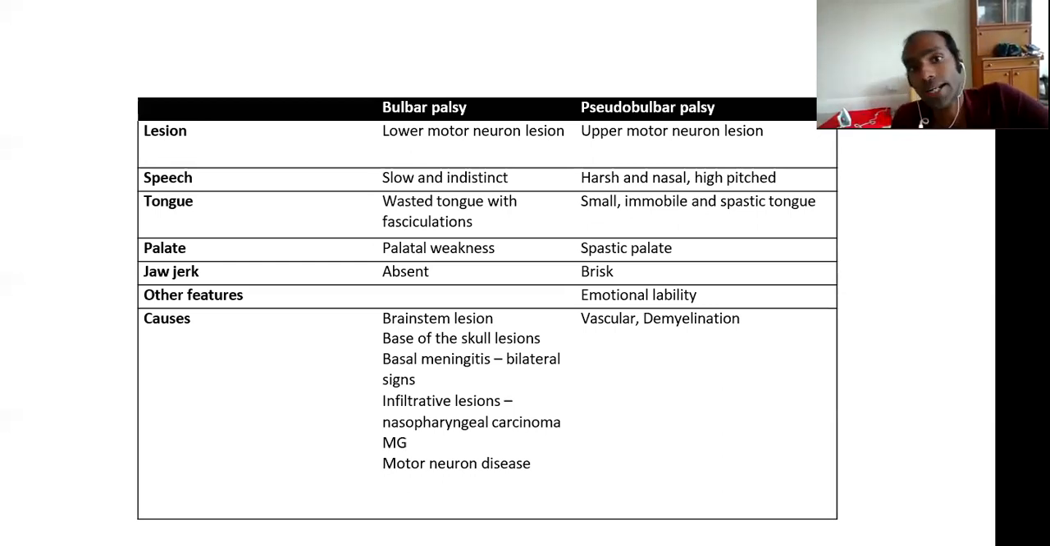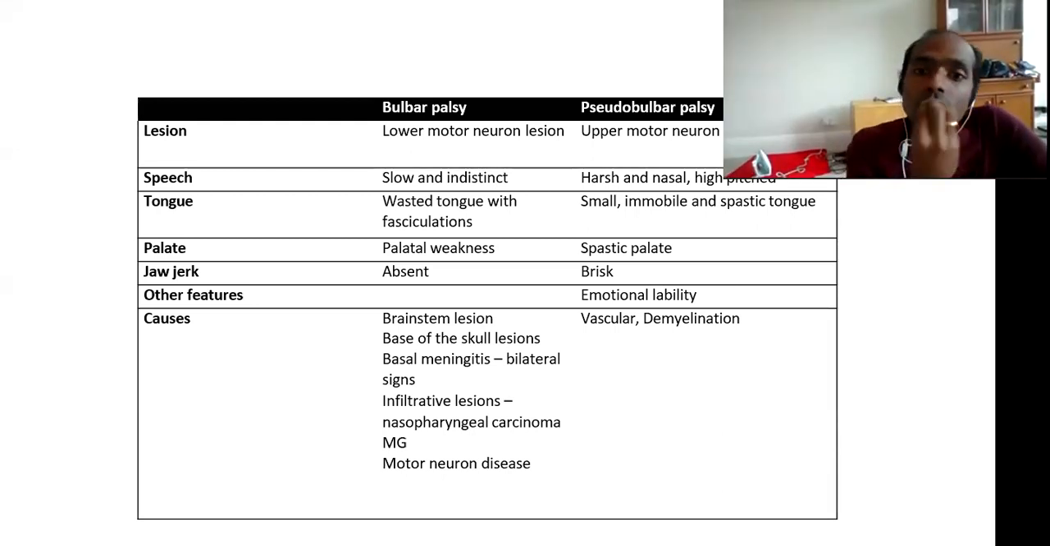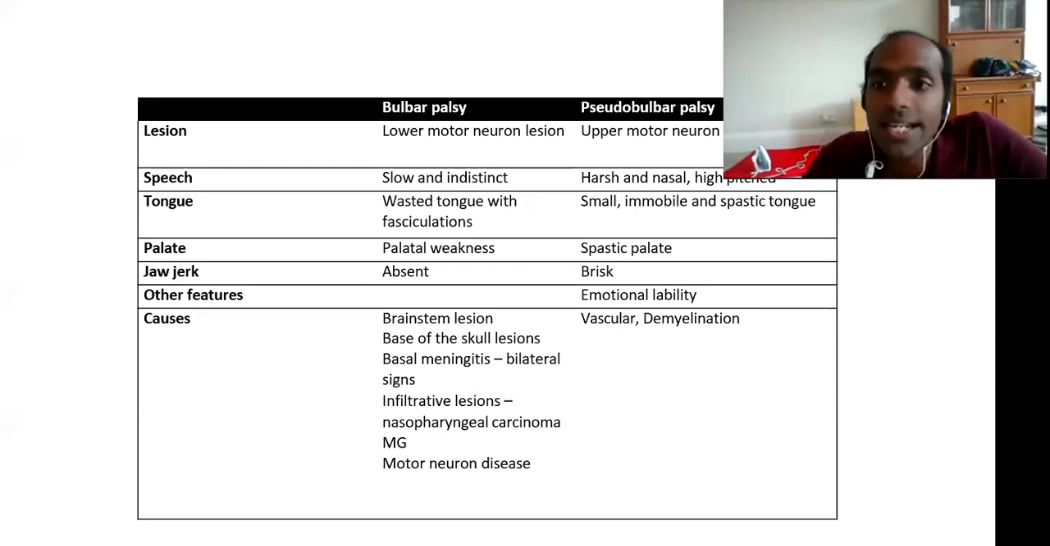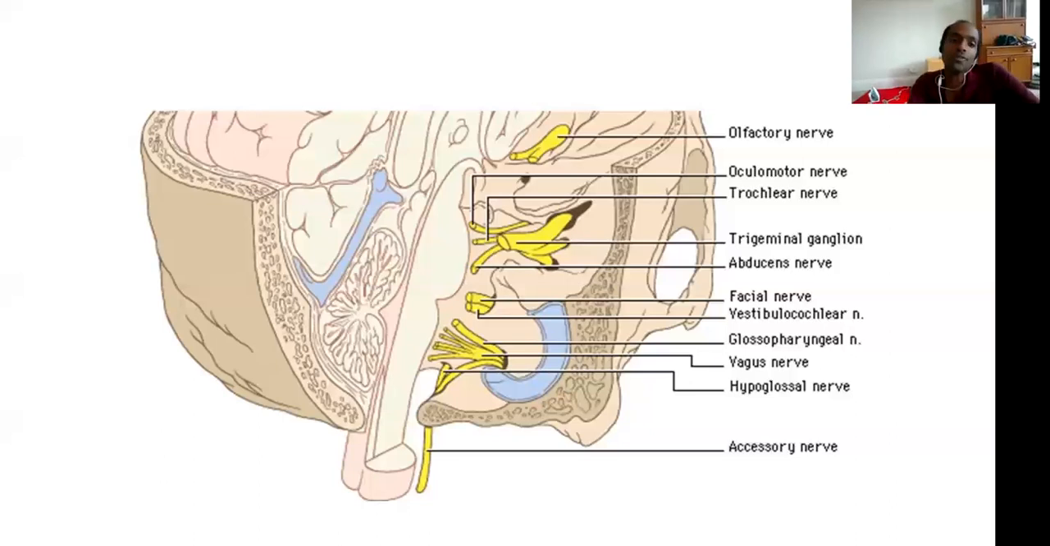Similarly, if it's a lower motor neuron type lesion, they get something called bulbar palsy. Lower motor neuron type, bulbar palsy. Classical features you will see in these are tongue wasting, fasciculations. Also palatal weakness, you will see. And in bulbar palsy, the lesion can be anywhere from the origin of these cranial nerves in the medulla to their output. Origin within the brainstem to their output, where it leaves the skull base through these various foramina.